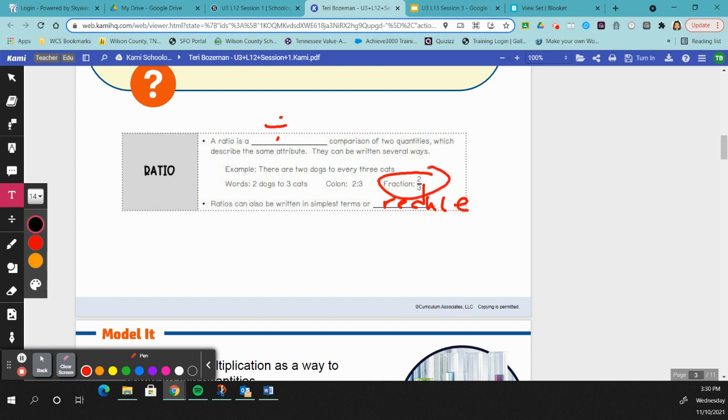For example, in this, we have 2 dogs for every 3 cats. So that can be written as a fraction. It can be written with a colon in between. It can be written with words, 2 dogs to 3 cats. So ratios compare 2 quantities. They compare 2 amounts. So that's what we will be doing with ratios.